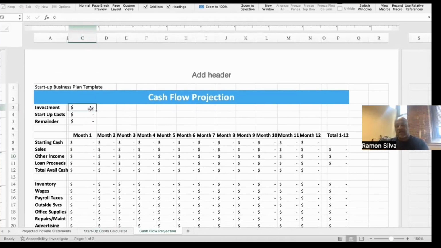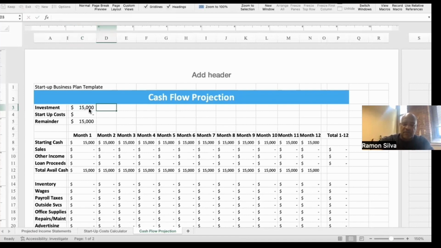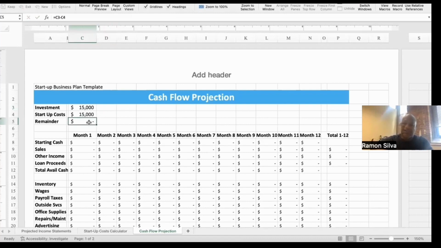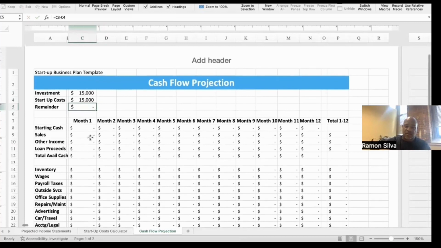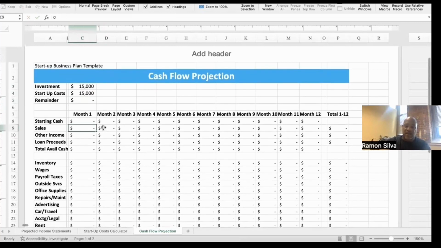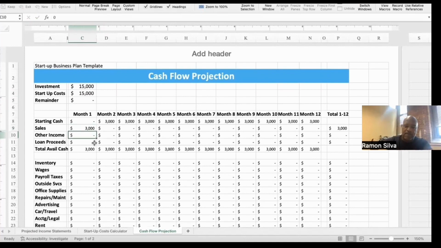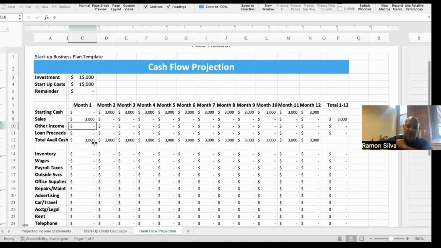So investment: if you had $15,000 in startup costs, you are going to get $10,000 from the Kickstarter grant, and you're going to provide $15,000 of your own equity. So your investment is going to be $15,000. If your startup costs are $15,000, you'll realize that you'll have no starting cash. There's no remainder. So in order to fund your business, you're going to have sales in month one. Now you have $3,000 of available cash.